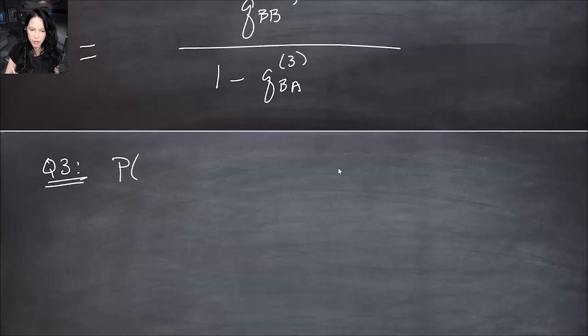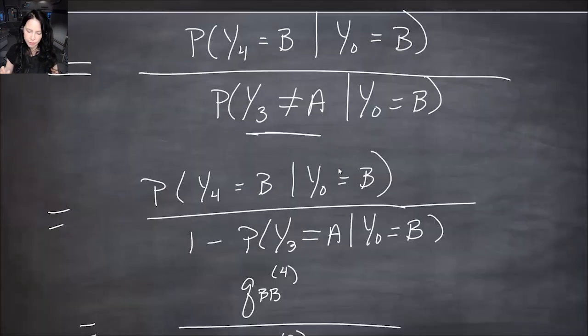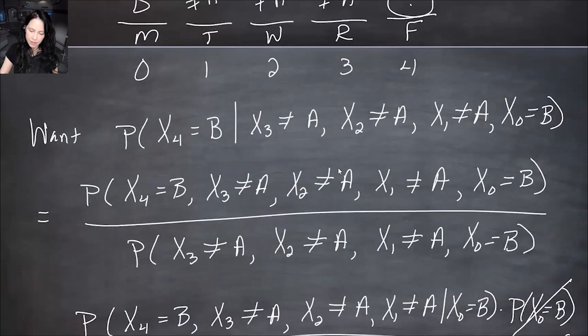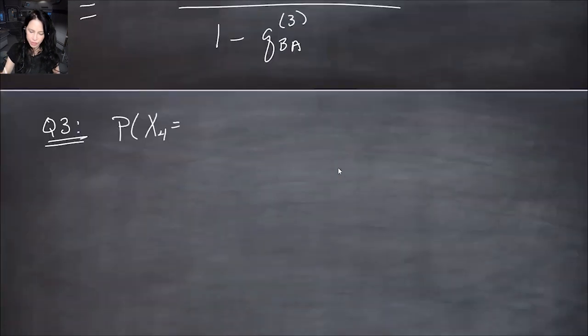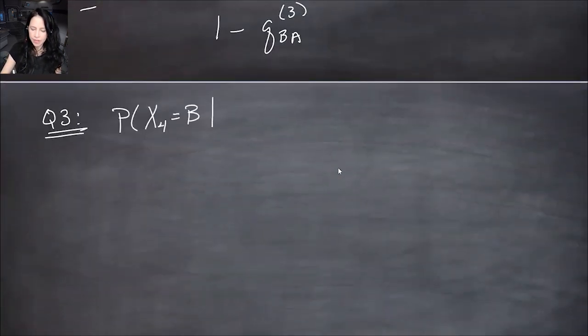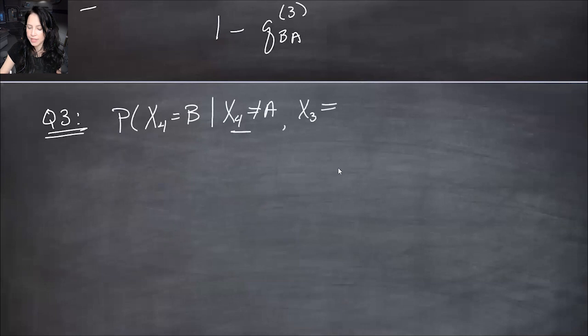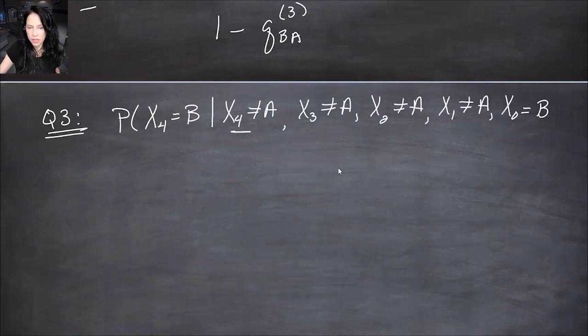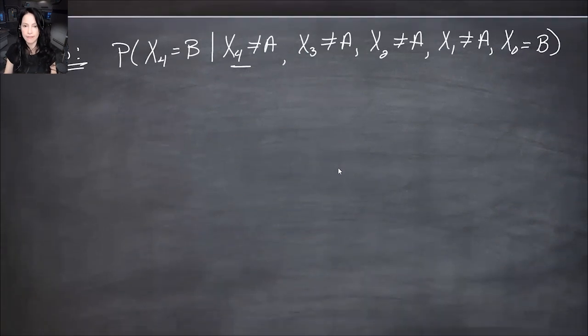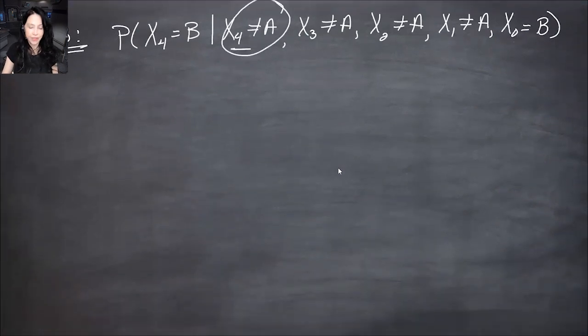I want to find the probability that X4 is equal to B, given X4 does not equal A. Now we didn't have that piece of information before. We only had X3 is not equal to A, X2 does not equal A, X1 does not equal A, and X0 is B. So this is new.